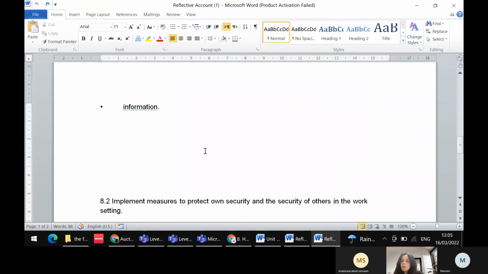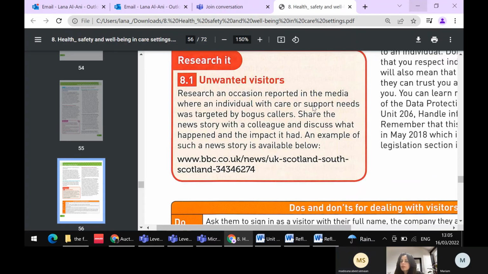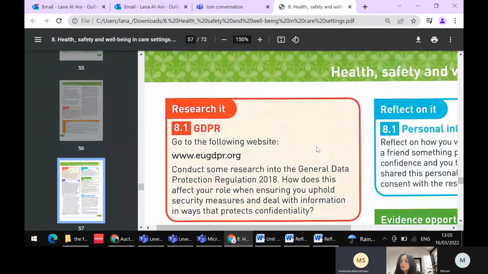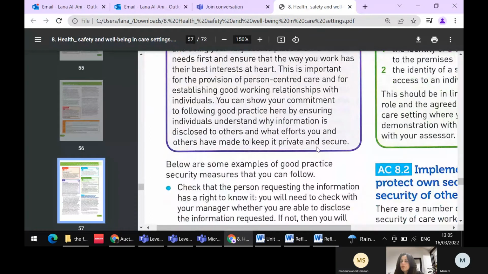So now this is the premises. How about the information? We have to always keep the camera secure. Yes.